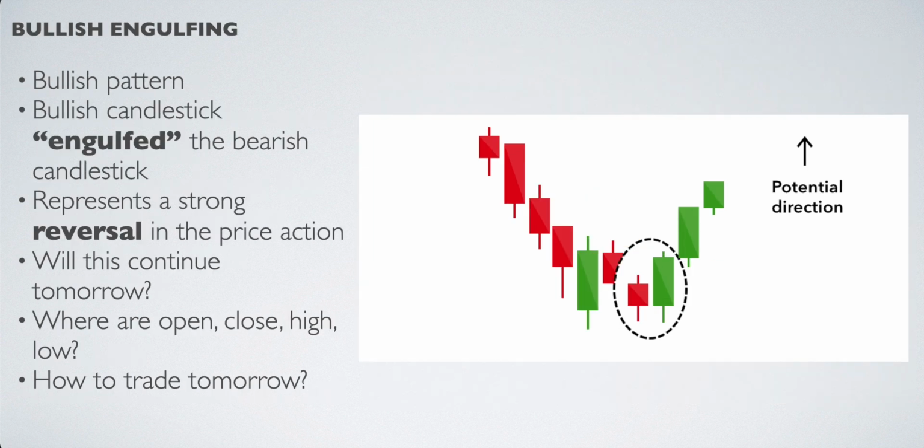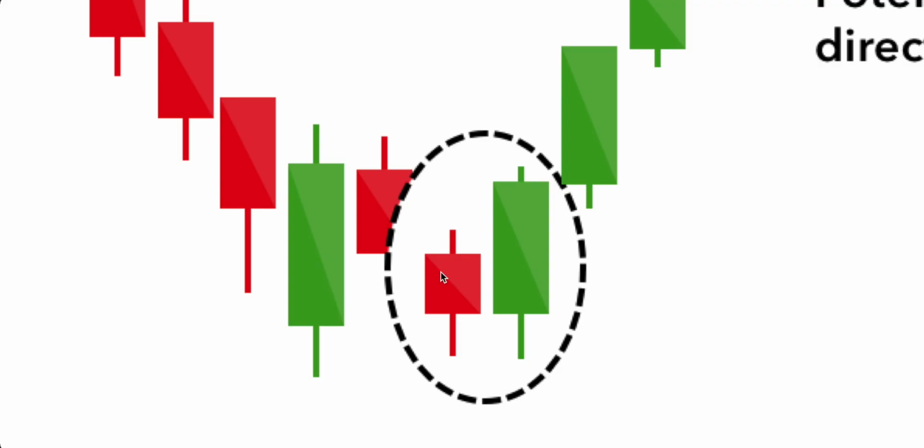Let's come over to another bullish pattern, which is the bullish engulfing. Essentially, the bullish candlestick engulfs the bearish candlestick, and you can see that really well here. So you have a down move and then a very strong up move. This represents a strong reversal in the price action. Will this continue or not? If it does continue, potentially that means the price will keep moving up. Let's see this move a little bit closer.